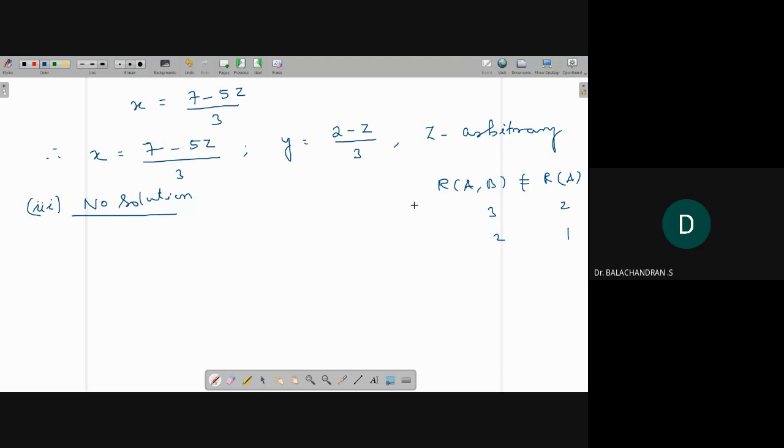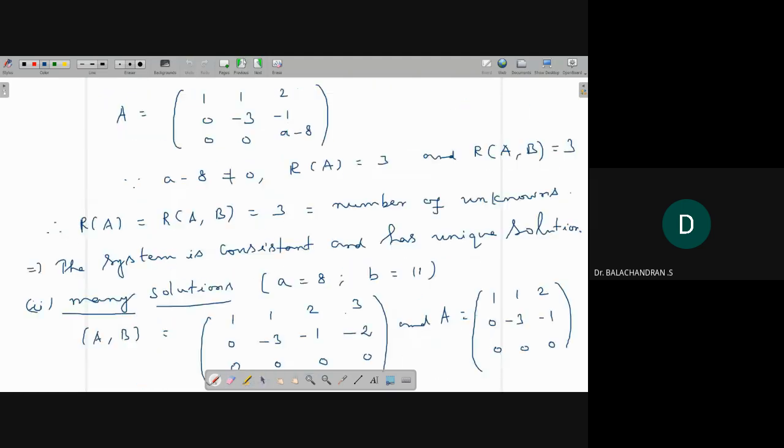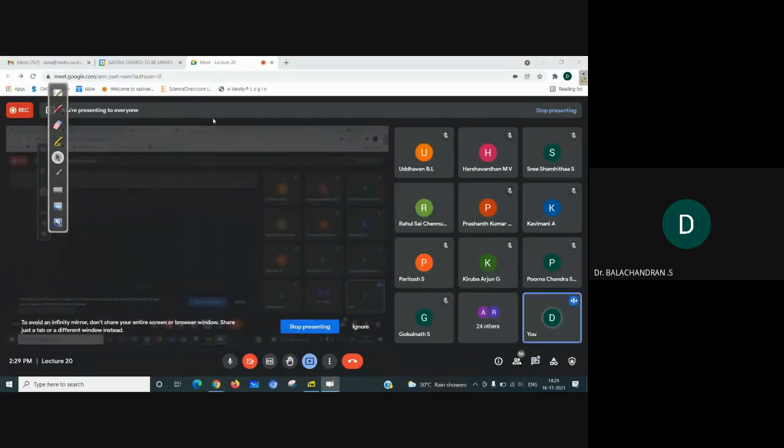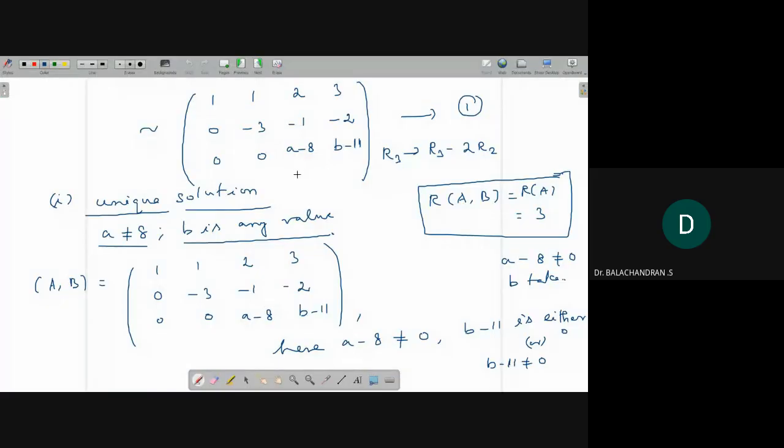Now look at equation 1. For what values can you tell? A equals 8 and B is not equal to 11, sir. Yes, correct, Rahul. If A is equal to 8, it means rank of A is 2. B not equal to 11 means this is non-zero. If this is non-zero, it implies the rank of A comma B is 3. Yes, correct.